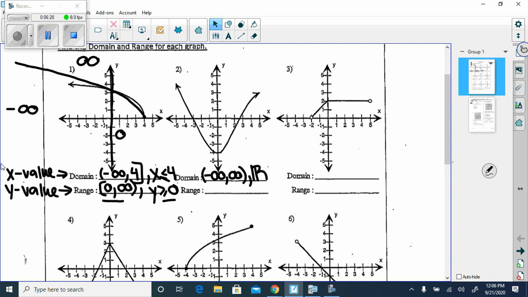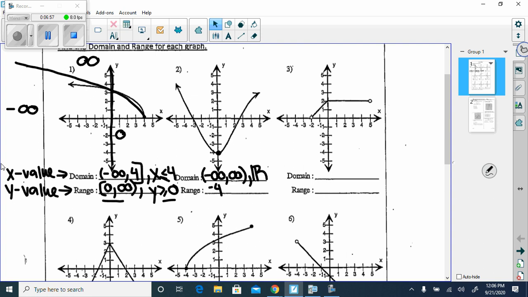Okay? And then my range is my up and down. So now I'm looking at numbers on this axis. Is this thing ever going to stop going up? Does it stop going down? Yes. Where? -4, right? And the line is solid right there, right? It's not an open circle. So it is going to be included. All right, so the lowest this thing gets is -4.